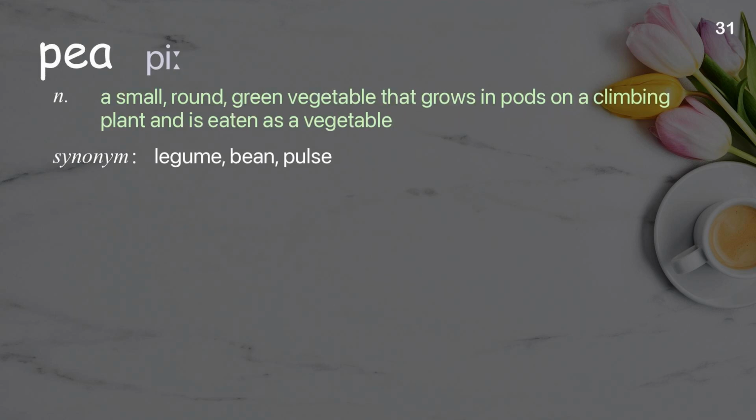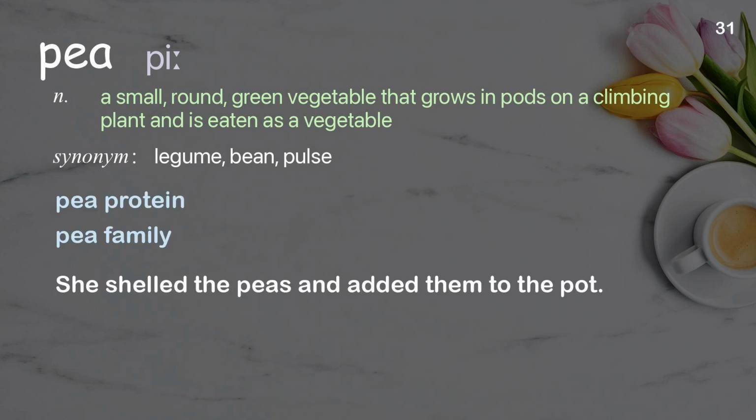Pea. A small, round, green vegetable that grows in pods on a climbing plant and is eaten as a vegetable. Examples: Pea protein. Pea family. She shelled the peas and added them to the pot.